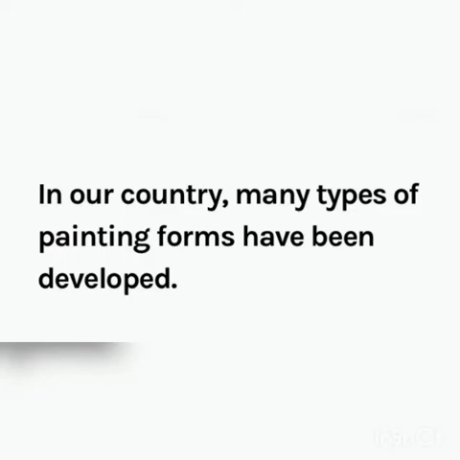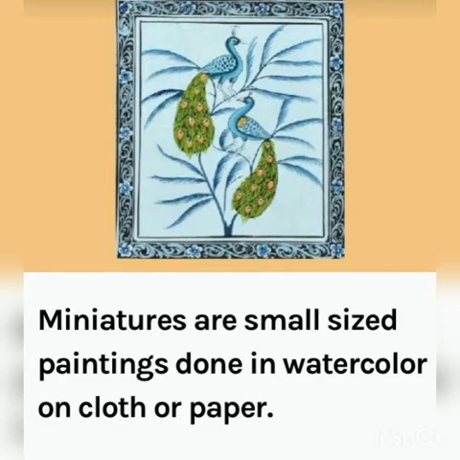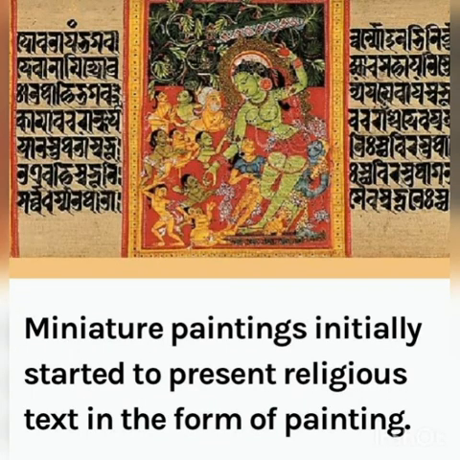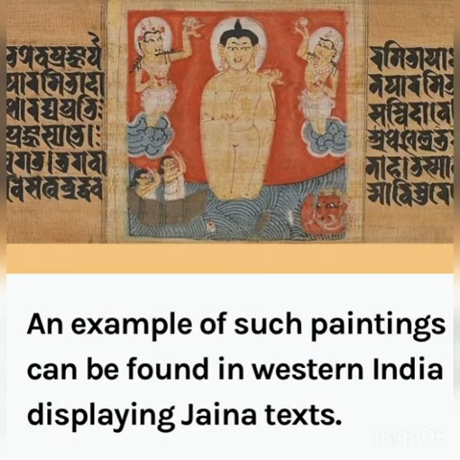In our country, many types of painting forms have been developed, such as Madhubani painting, Warli painting, Kalamkari, miniature, and many others. Miniatures are small-sized paintings done in watercolor on cloth or paper. Miniature paintings initially started to present religious text in the form of painting. Earlier, miniature paintings were done on palm leaves or wood. An example of such paintings can be found in Western India displaying Jain text.